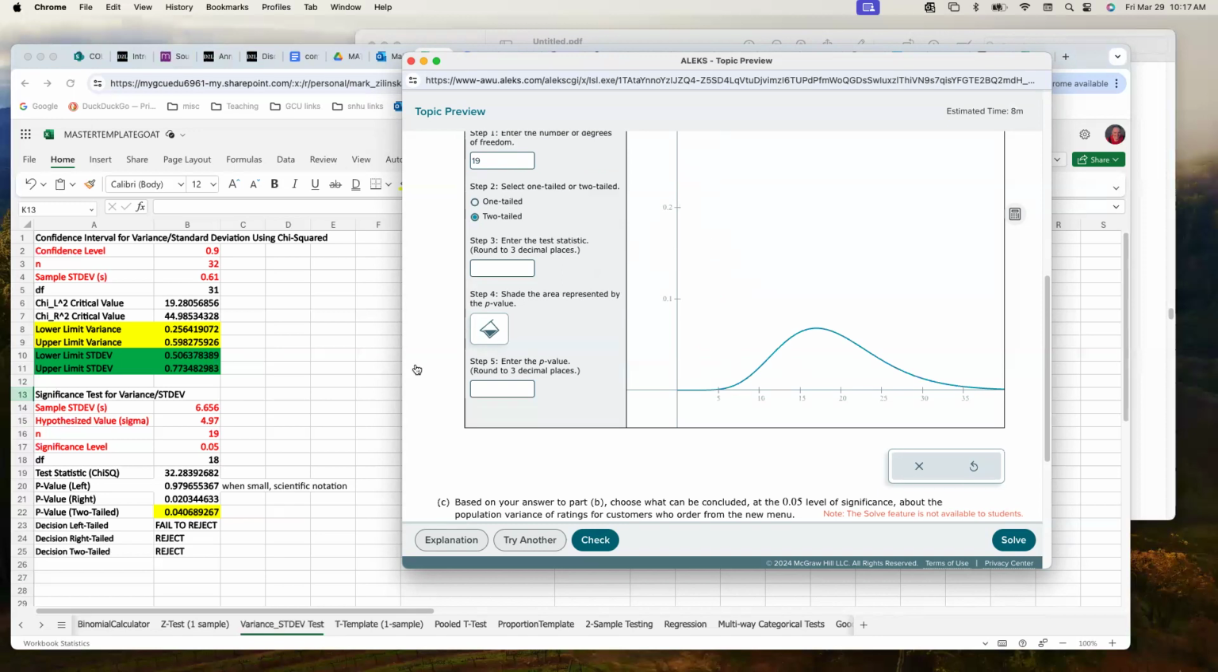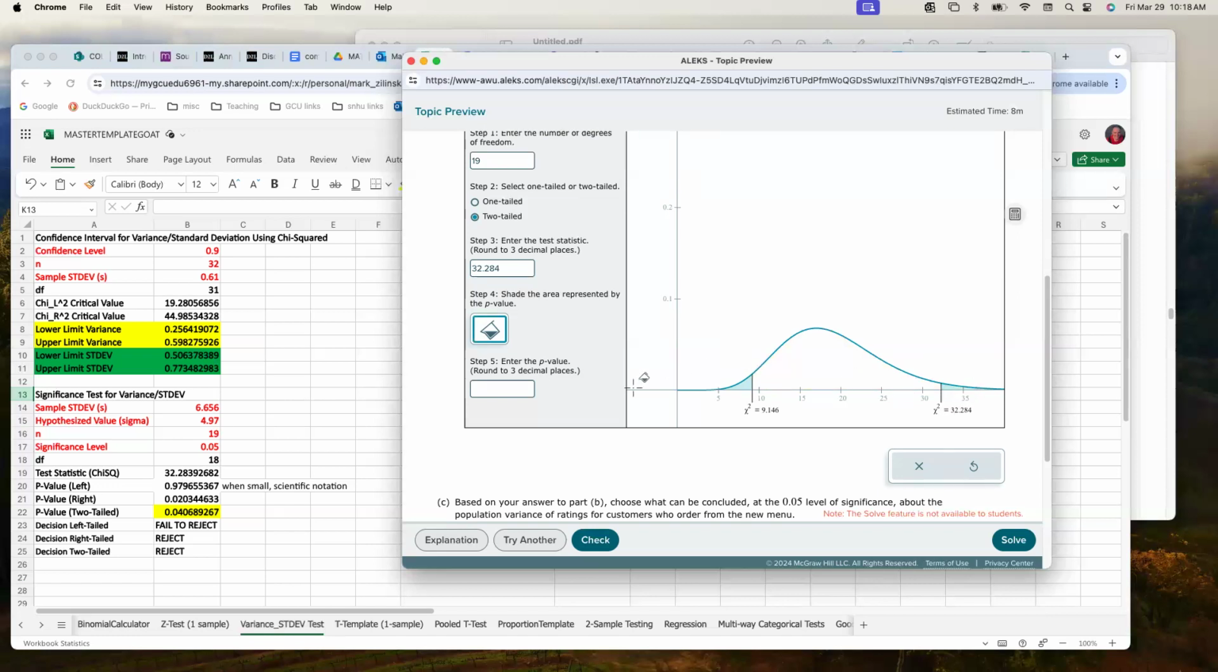All right, but let's put our test statistic in here, which is 32. And they want this to 3 decimal places, so it's going to be 284. Okay. All right. And notice what they do here is they actually go ahead and find another value of chi-squared because it's a two-tailed test.